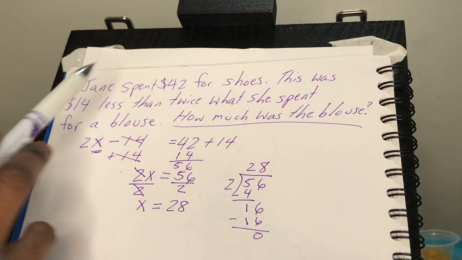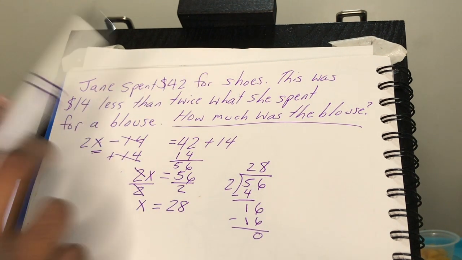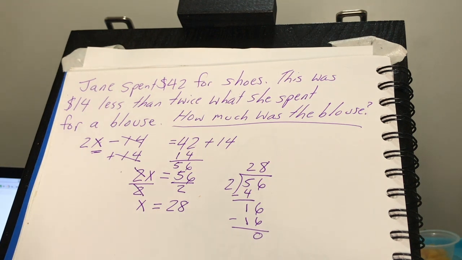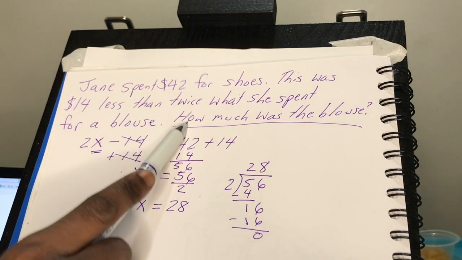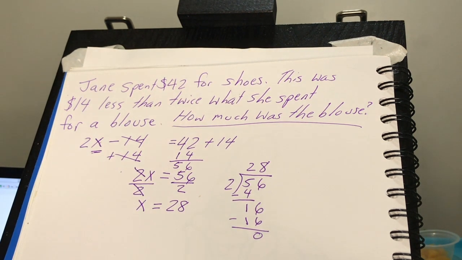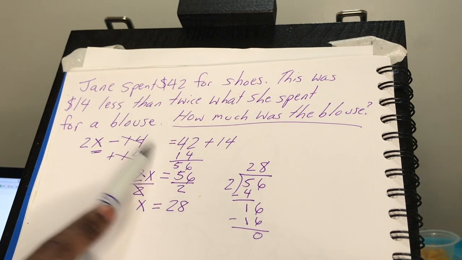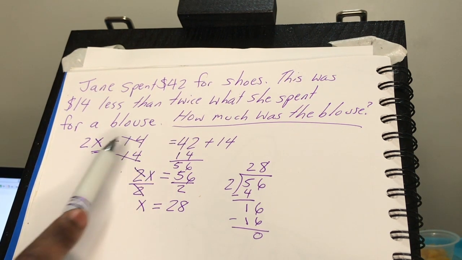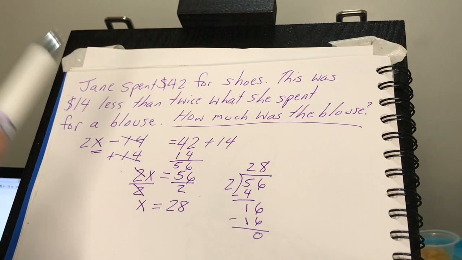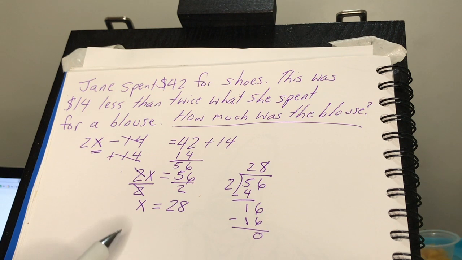So the first step is I have to find out what is the algebraic expression. What is my algebraic expression to solve this word problem? That's your first step. Your second step is once you have your algebraic expression, you need to solve for the unknown variable. And this is how we solved for the unknown variable. These are the steps here.